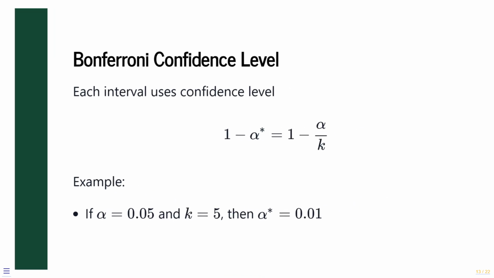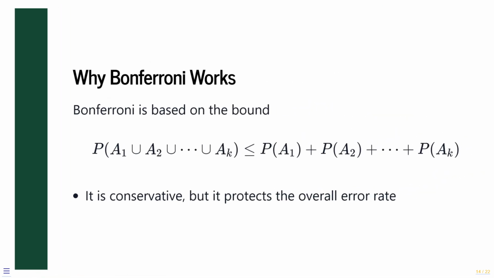Each Bonferroni interval then uses confidence level 1 minus alpha star, where alpha star is alpha divided by k. For example, if alpha is 0.05 and k is 5, then alpha star is 0.01. Bonferroni works because the probability of at least one interval failing can be bounded by the sum of the individual error probabilities. It is conservative, but it protects the overall error rate.